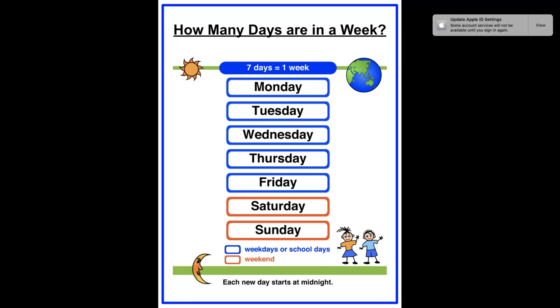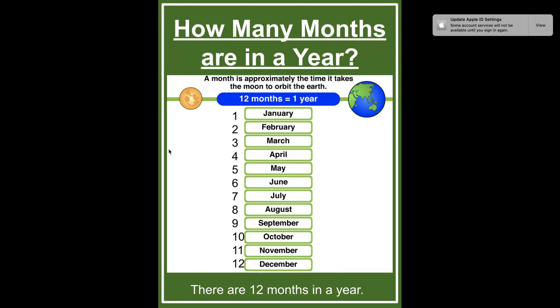Okay, so let's start with a review of how many days are in a week. So I think we all know that there's 7 days in a week: Monday, Tuesday, Wednesday, Thursday, Friday, Saturday, and Sunday. And I think we all know that there are 12 months in a year. We can actually name the months of the year as January, February, March, April, May, June, July, August, September, October, November, and December. Or we can actually give them a number.